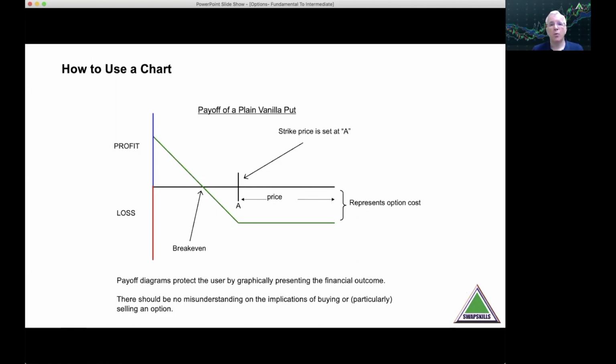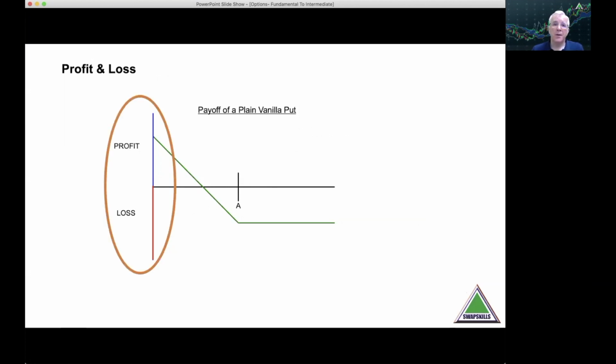People think in different ways. So let me just deconstruct a payoff diagram so you can see how it's put together. Once you've got the hang of it, it's actually really straightforward. So first of all, this bit over here on the left-hand side, this is the profit or loss. So when I say loss, it doesn't necessarily mean loss. It could be just actually premium that you've paid.